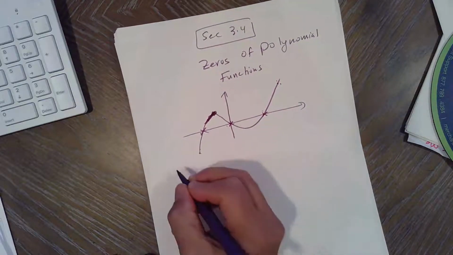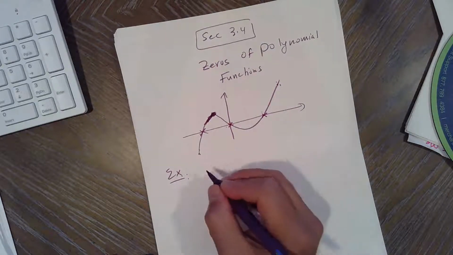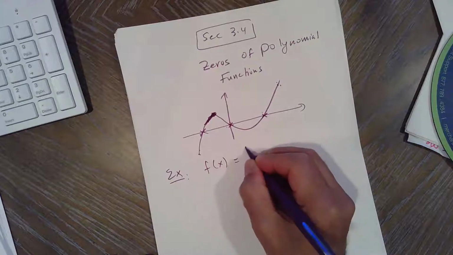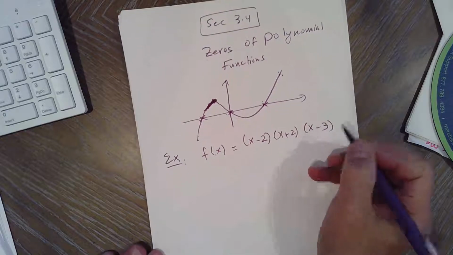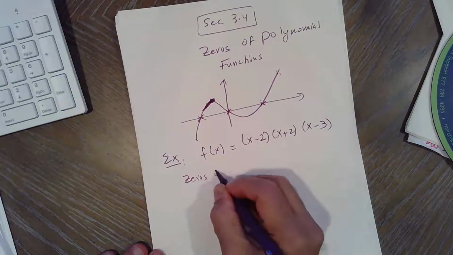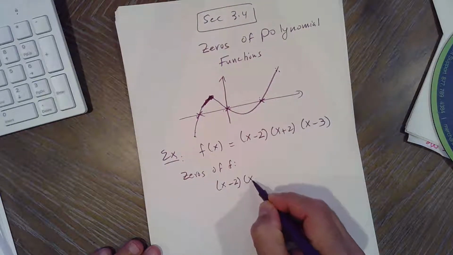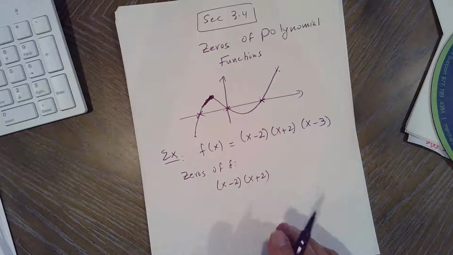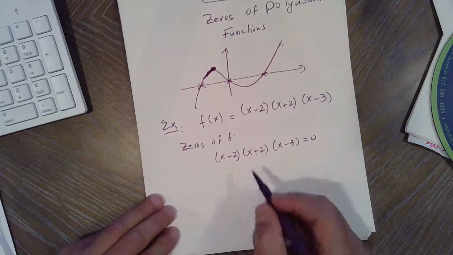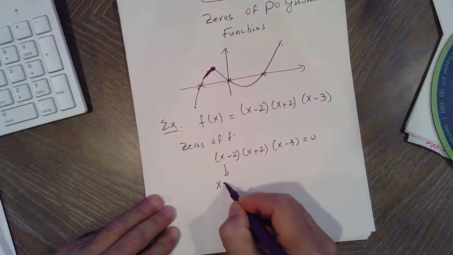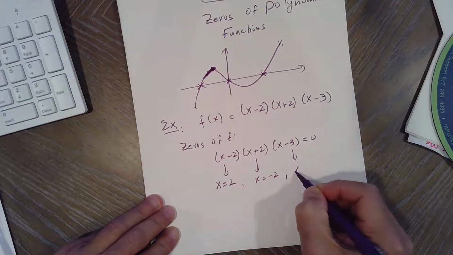Let's start with an example like I have in the notes on page 18, section 3.4. So if I have f of x equals x minus 2 times x plus 2 times x minus 3, to find the zeros of f, we write x minus 2 times x plus 2 times x minus 3 equals 0. By setting each factor equal to 0, we get x equals 2, x equals negative 2, and x equals 3.